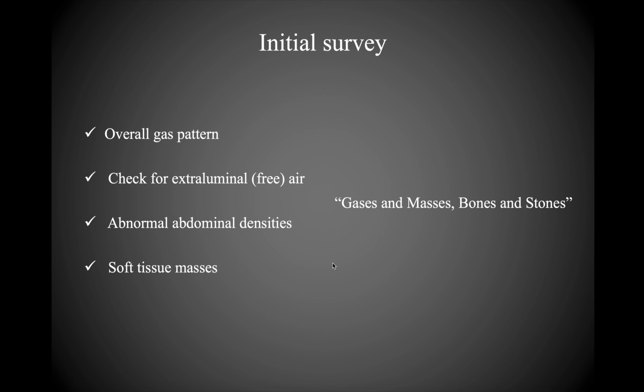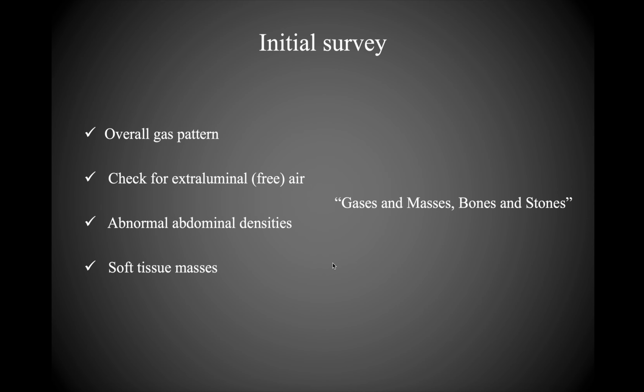You're also going to check for extraluminal air, so that's gas or air that has usually pathologically entered the abdominal cavity, and so we call this extraluminal, meaning it's outside of the lumen of the GI tract, and so we call that free air in the abdomen.